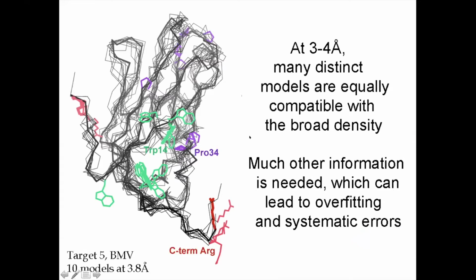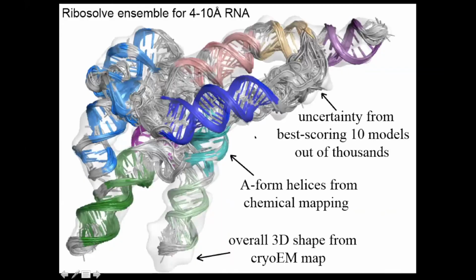And so probably things will go toward ensemble representations, and people are trying to do that. The only method I know of so far that really does a good job of using ensembles to show uncertainty is this system of ribosolve, which is from the same lab that did Eraser. They've used it for RNA-only models between about 4 and 10 angstroms and can do a very good job of determining the overall structure. And they also show you that they don't know the details, which is really nice.